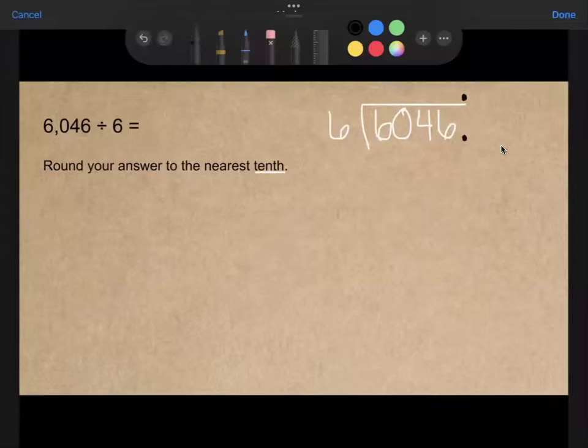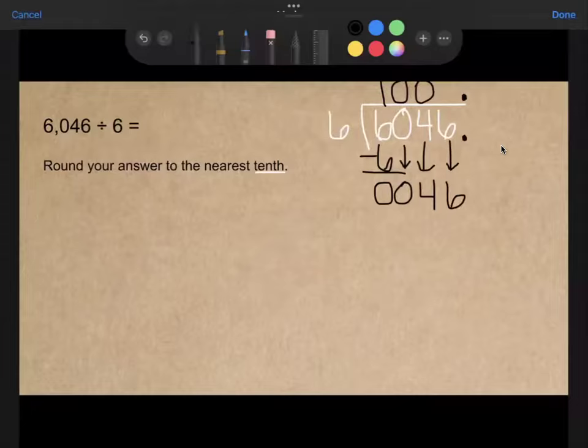Now 6 goes into 6 one time. 1 times 6 is 6. When I subtract that, I get 0 left over. So I still have to bring down this 0. And now 6 goes into 0 times. So I need to put that 0 up there to show that. Okay, now I can either do 0 times 6 equals 0, subtract that, have 0, bring down the 4, or I can just skip that and bring down the 4 here. Well, 6 fits into 4 0 times again, so that's not going to work. I'm going to have to put another 0 up there to represent that.